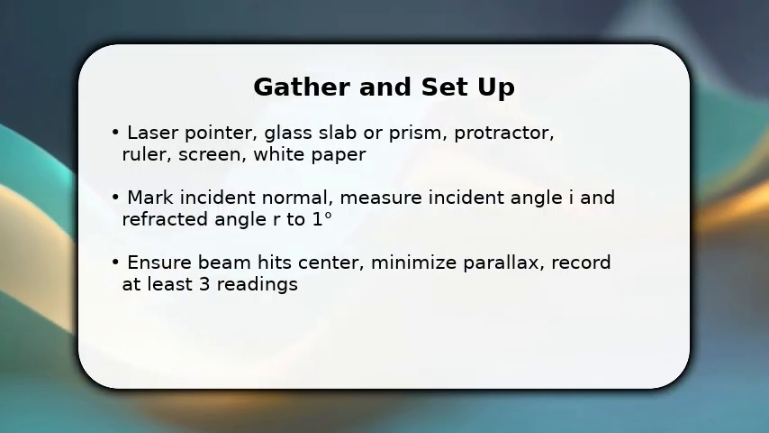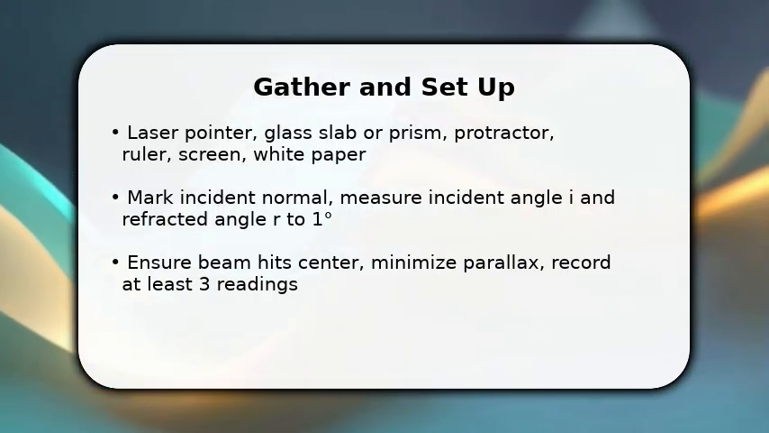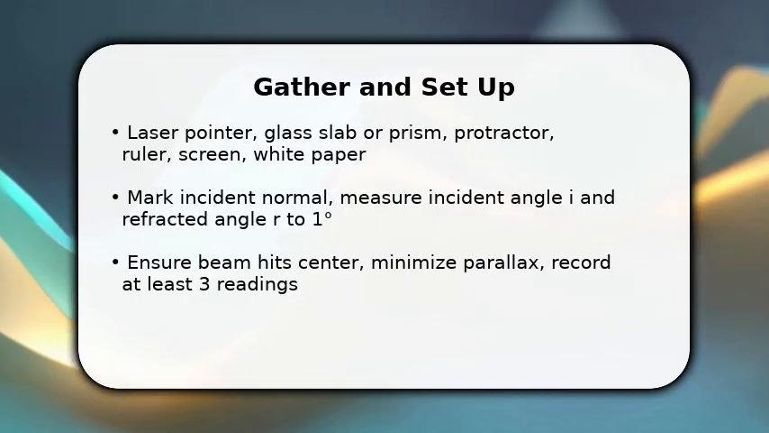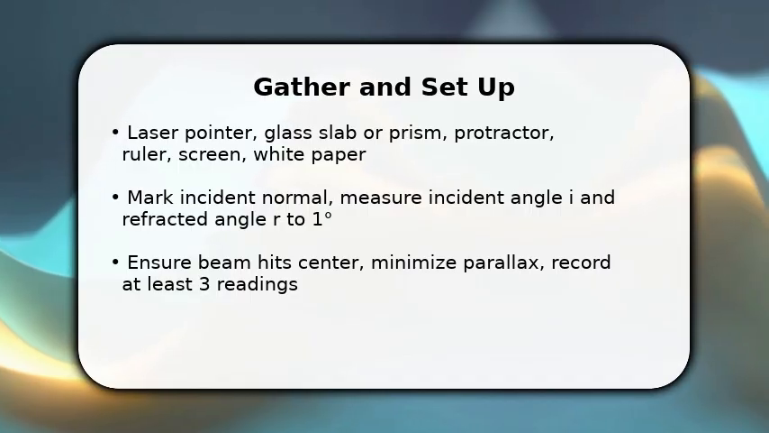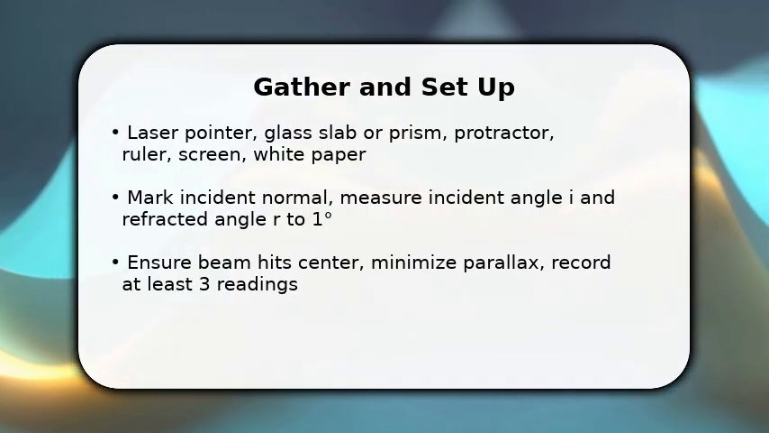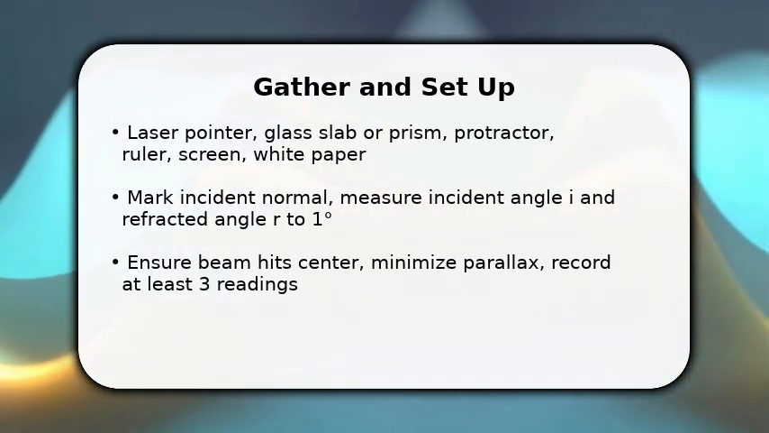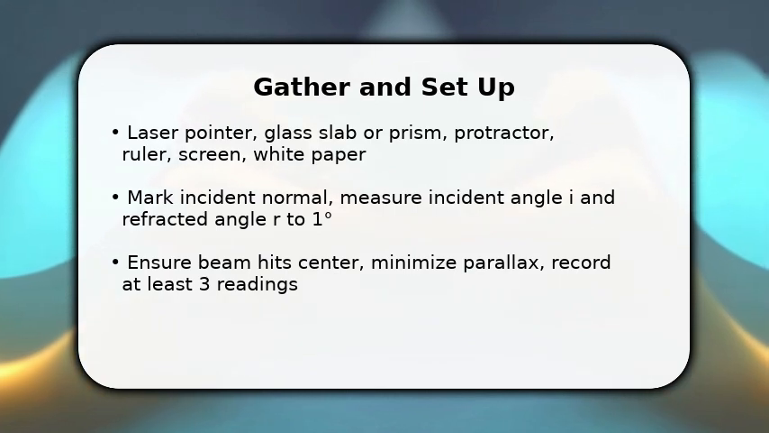Once aligned, shine the laser so the central ray crosses the interface. Mark incoming and outgoing rays. Make at least 3 different incident angles and label their I and R values. This immediate hands-on setup gets you measurable data quickly, so calculations will be meaningful.